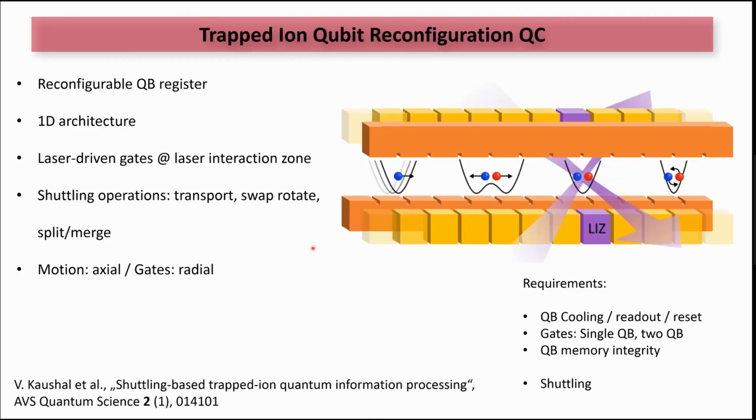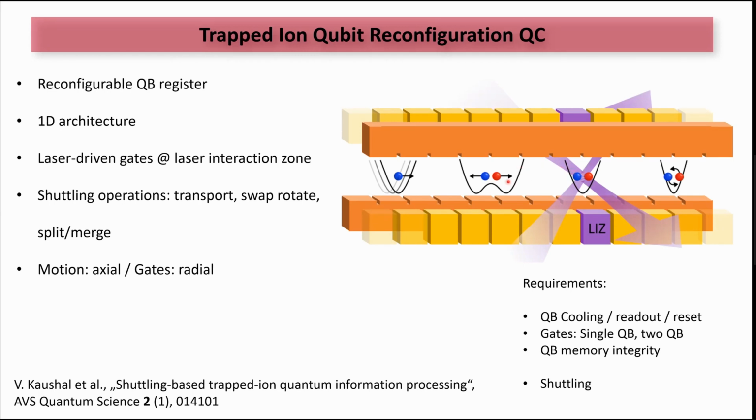So here is a sketch of our specific architecture. As I said, we operate a one-dimensional segmented trap. Each electrode here can be supplied individually with really programmable voltage waveforms. Then there's one zone where fixed laser beams are directed to. That's the laser interaction zone, where all the operations such as readout, cooling, and gate operations are carried out.